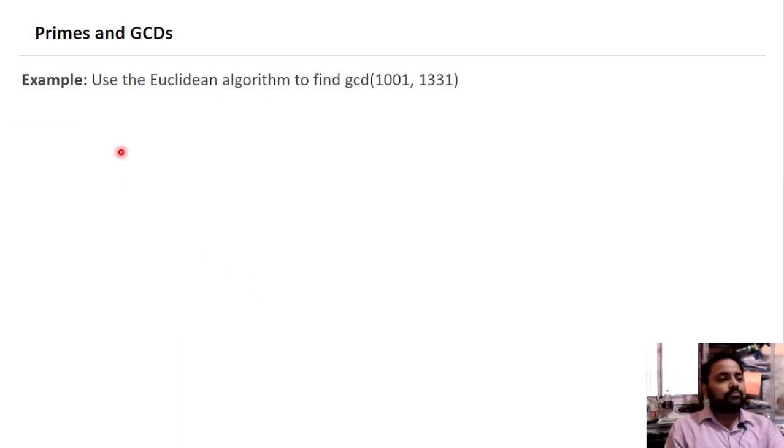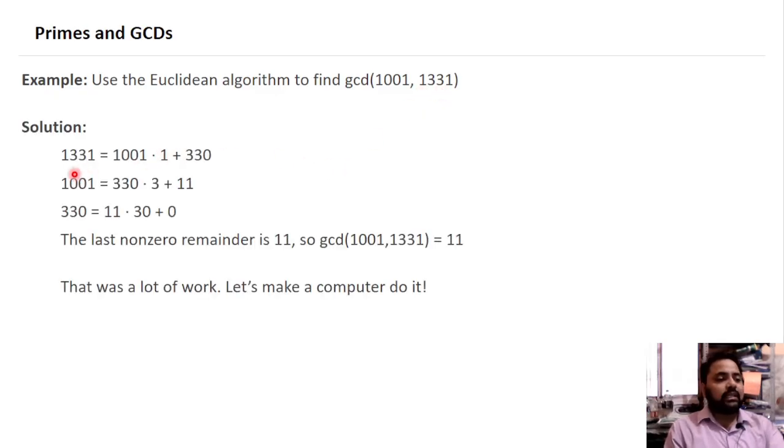In this example, related to primes and GCDs, use the Euclidean algorithm to find the GCD of 1001 and 1331. First of all, we have to choose the larger number among 1001 and 1331. Here 1331 is the larger number. So 1331 is equal to 1001 into 1 plus 330. Same here, 1001 is equal to 330 into 3 plus 11, and thereafter 330 is equal to 11 into 30 plus 0. The last non-zero remainder is 11. So the GCD of 1001 and 1331 is equal to 11.